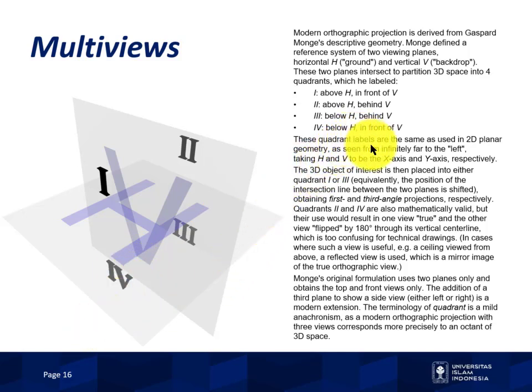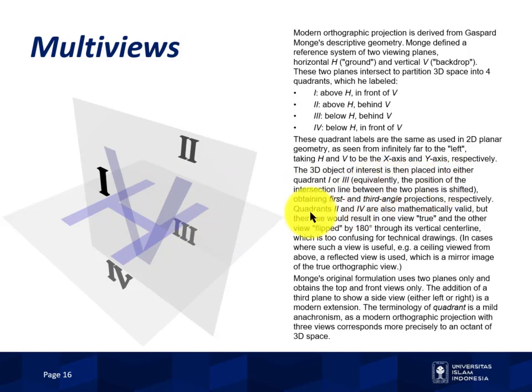These quadrant labels are the same as used in 2D planar geometry as seen from infinitely far to the left, taking H and V to be the x-axis and y-axis respectively. The 3D object of interest is then placed into either quadrant 1 or 3, equivalently.